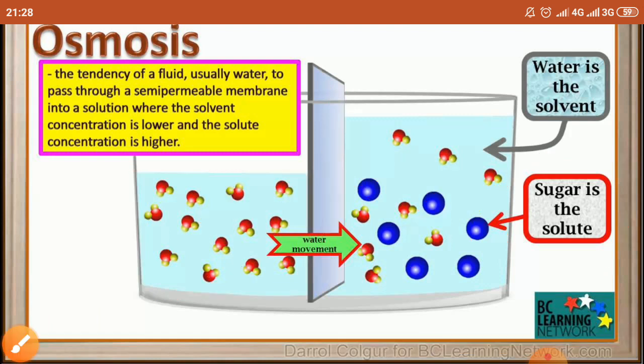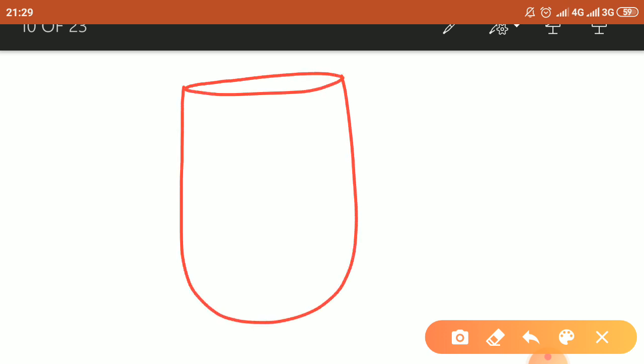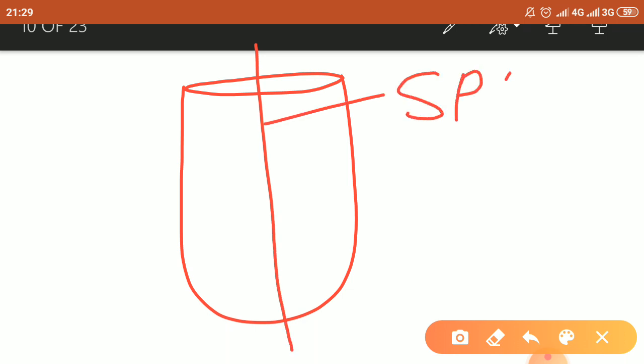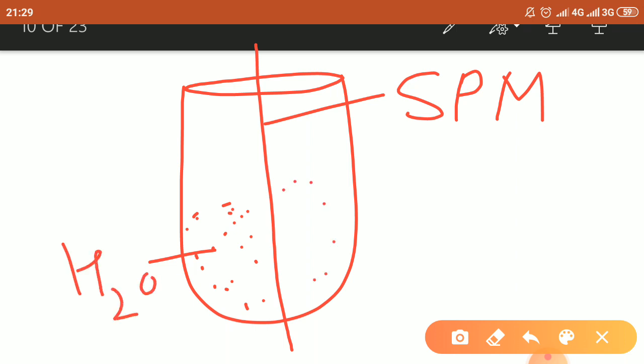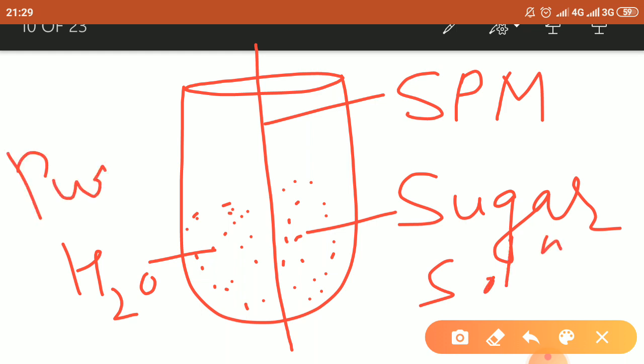It is a must. We can see, in this particular case, this is a beaker, and this is the membrane. This is the semi-permeable membrane. This particular side is containing the water only. This particular side is containing sugar solution. This is pure water and that is sugar solution.